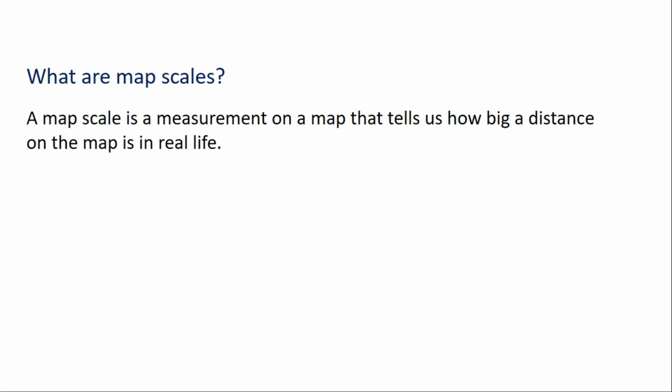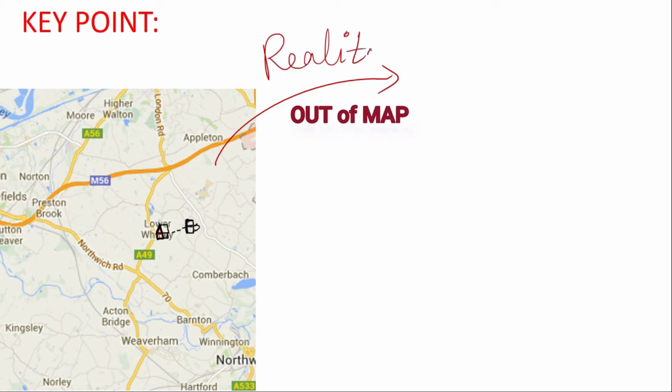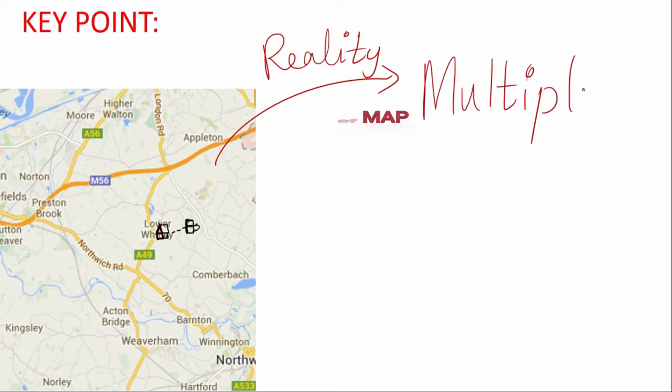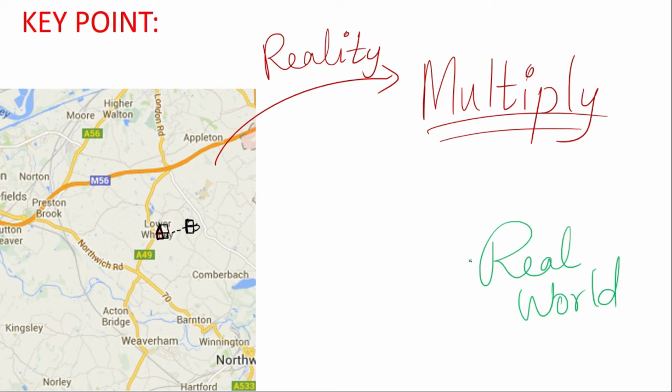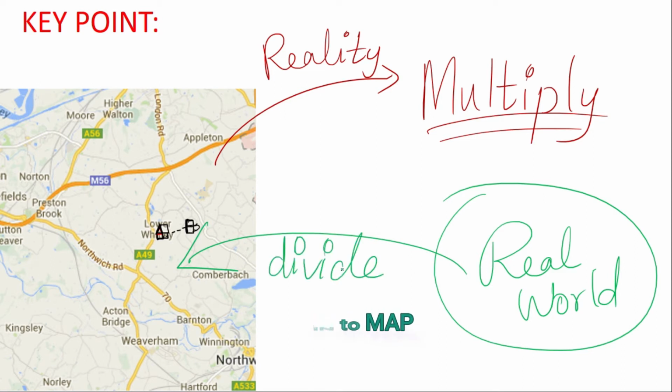A map scale is a measurement on a map that tells us how big a distance on a map is in real life. Any distance from the map to reality or the real world is always bigger, so you have to multiply with a given map scale. Now, if you're taking a distance from the real world back to the map, you have to make it smaller, so you divide with the given map scale. So this is the key concept that you need to know before we start solving.